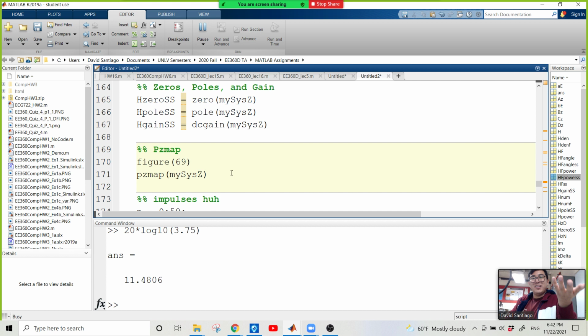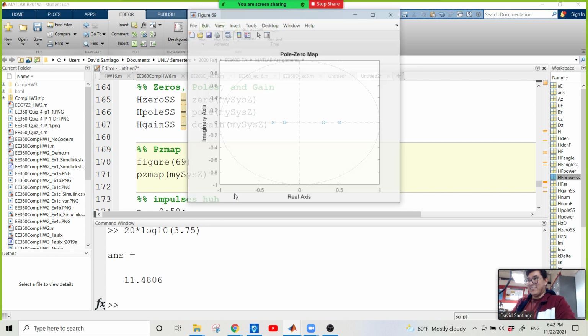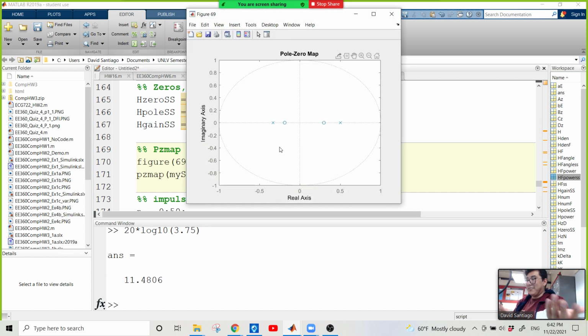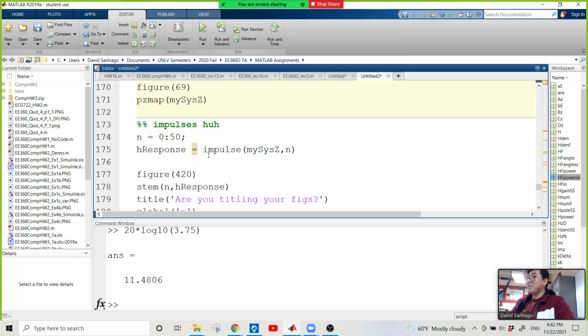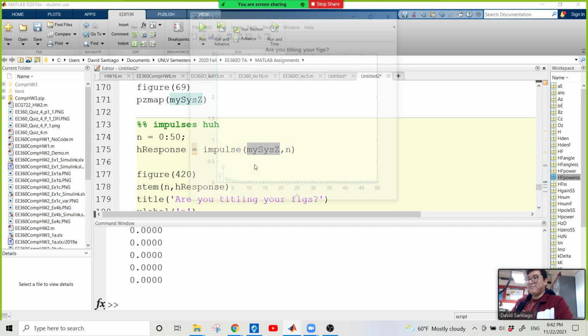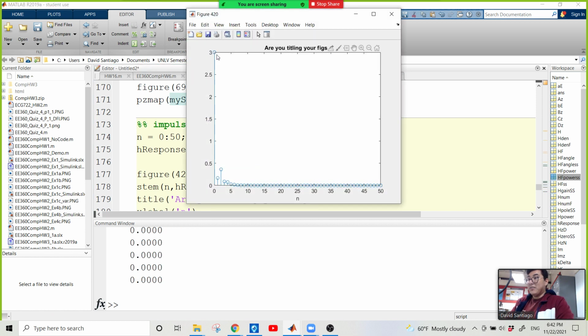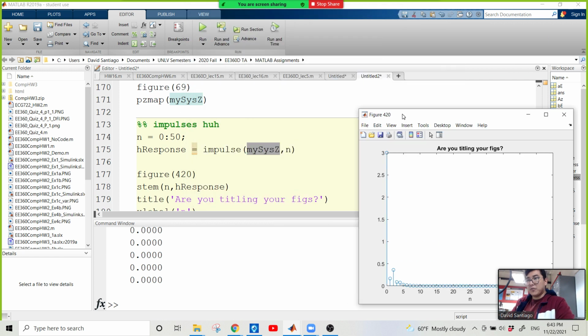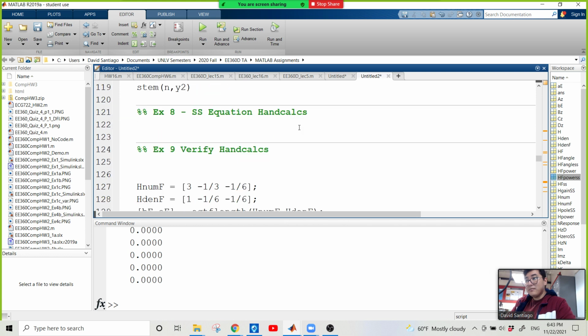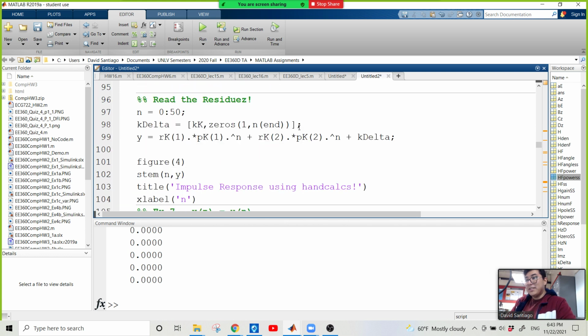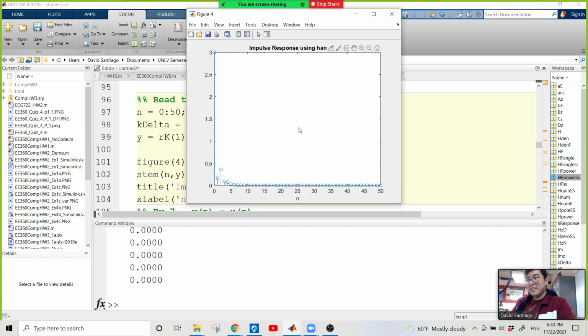Look at this. It's just one line. I'm literally doing your assignment. Does that look like the first thing we did? Here's your impulse. This is how you do it. And look at that. Ooh, cool, right? And actually, let's compare this to the first plot. This is 420. Here's the step response here.